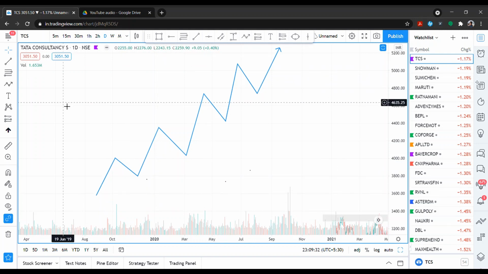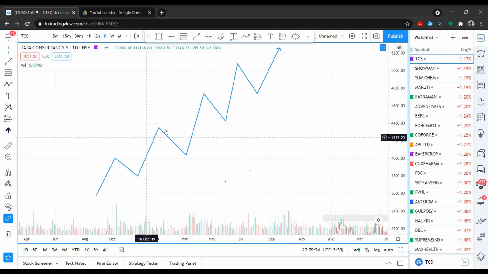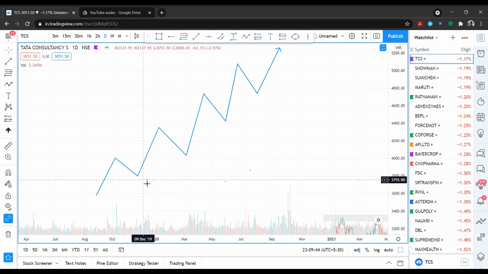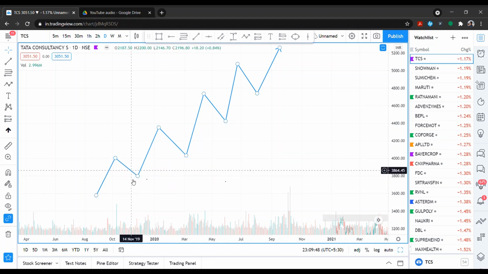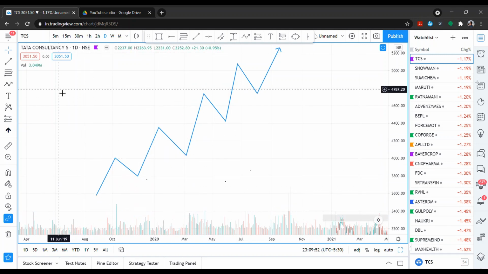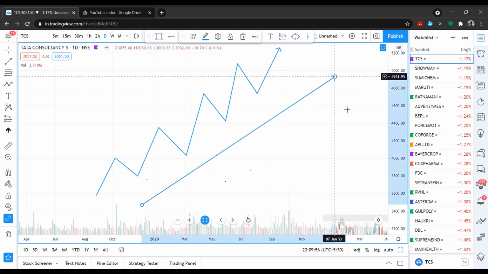How can we know that? We are making higher highs. Basically this high is higher than this high. Again, this high is higher than this high. The market is also making higher lows. This low is higher than this low, and this low is higher than this low. So we can say that the market is in an uptrend. The market is moving up.